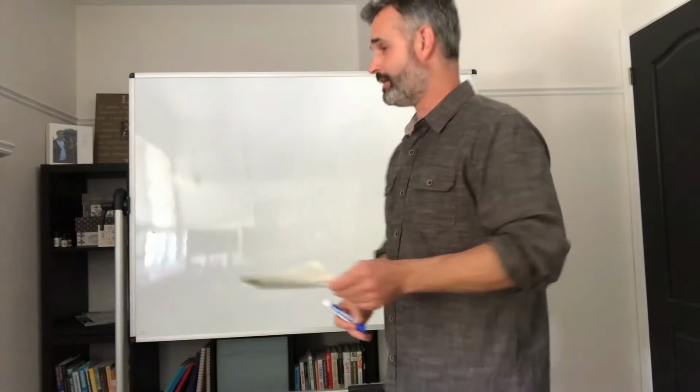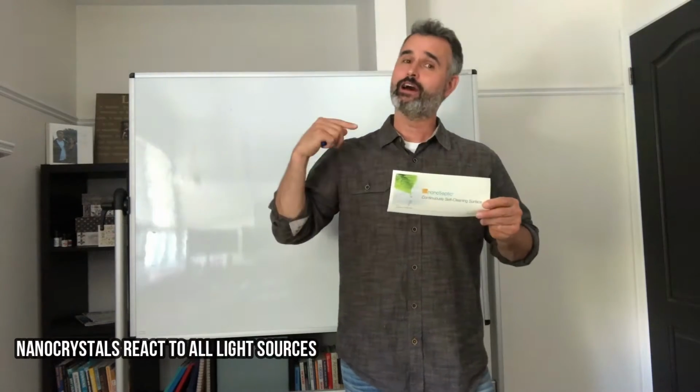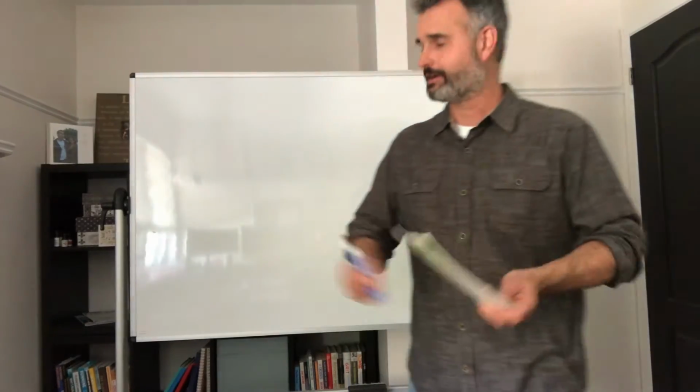Bleach is an oxidizer. Now, if you've done any little bit of research on these films, you'll learn the mineral nanocrystals in the makeup of the material itself react to light, artificial or natural light, creating an oxidation reaction stronger than bleach. So the question I would have is, what is an oxidation reaction? How does that even work?